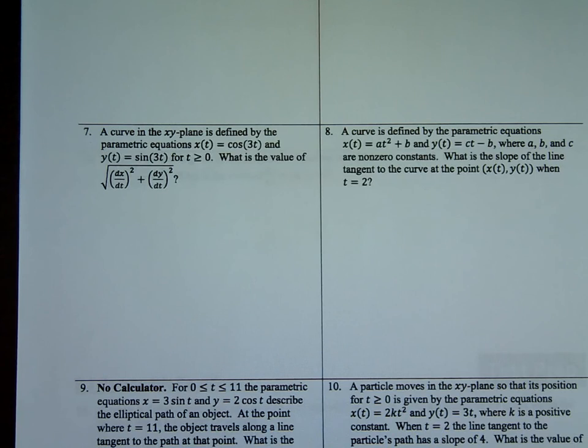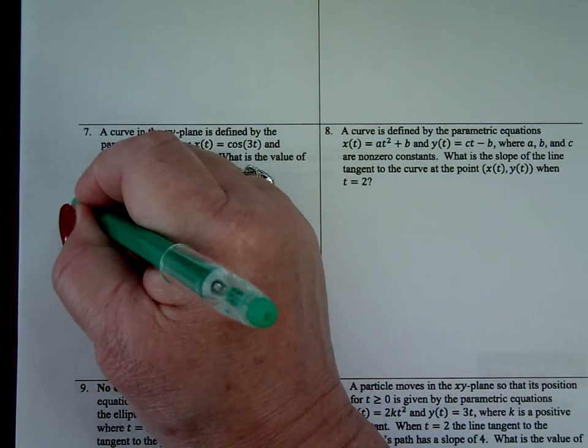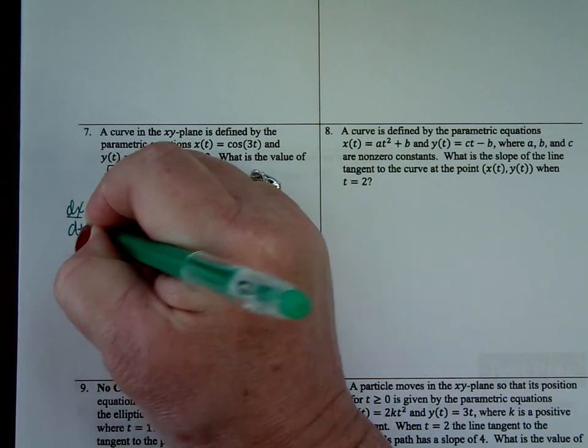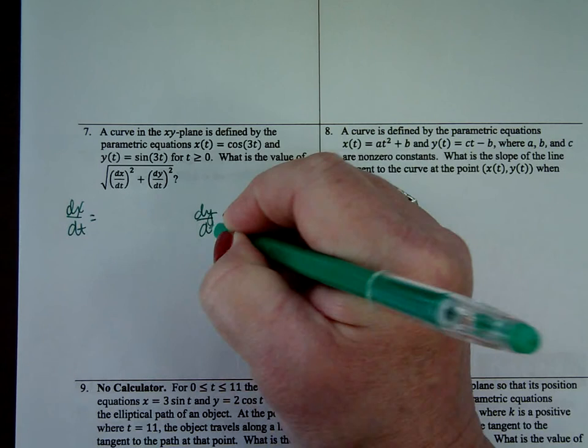Well, so let's go to this. Let's figure out what dx over dt is first, and then we can figure out what dy over dt is. And then we can put it into its square root form that they're asking me for.